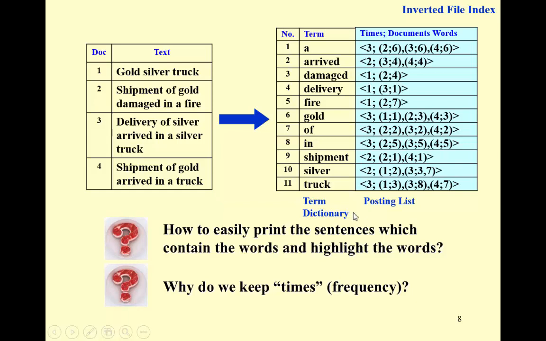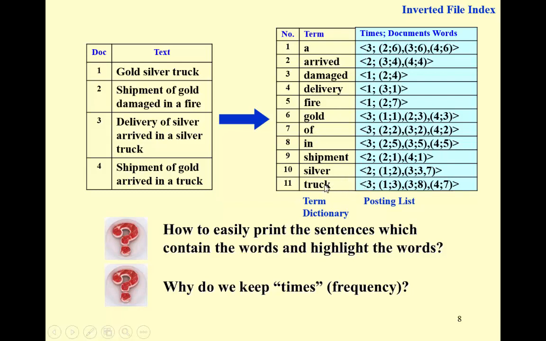Well, think about this. If we're merely looking at one term, that frequency is useless. But if we are looking at a sentence that contains several terms, then we are supposed to find the intersection of all their posting lists, right? For example, if the input is something like truck, silver, and delivery, what's going to happen?